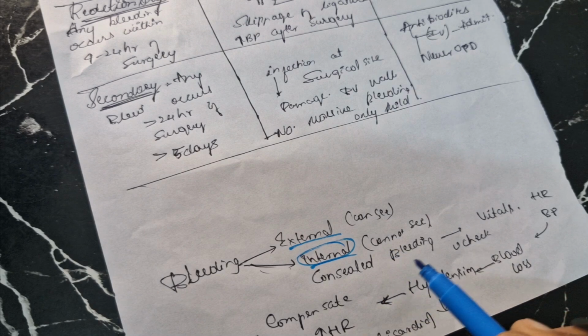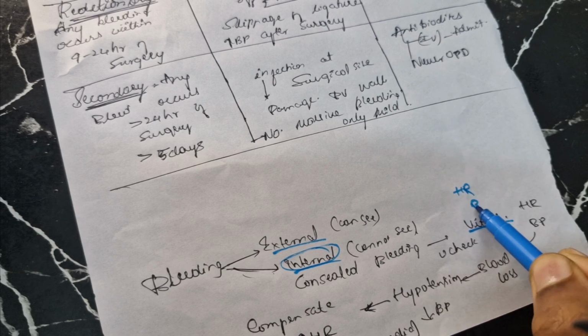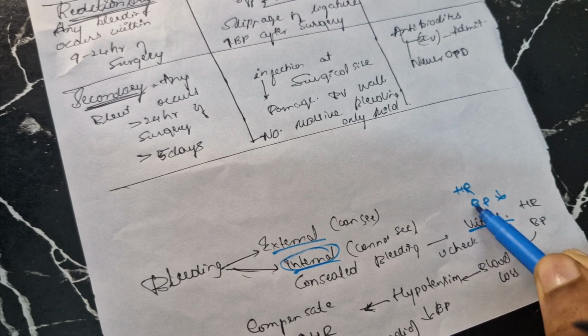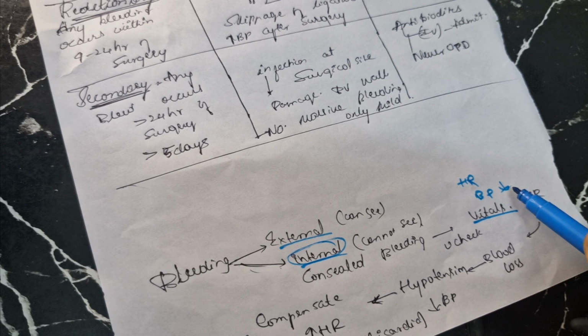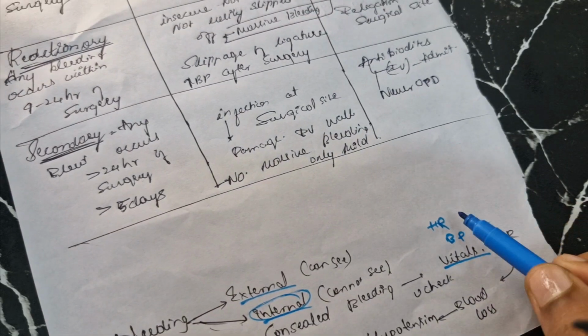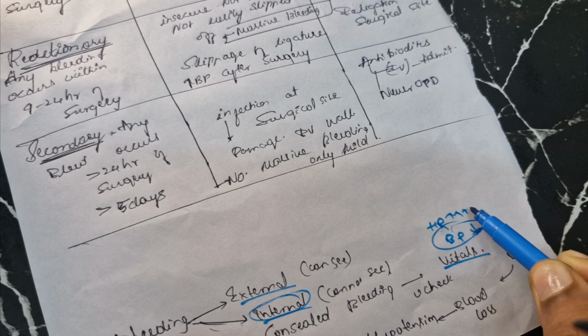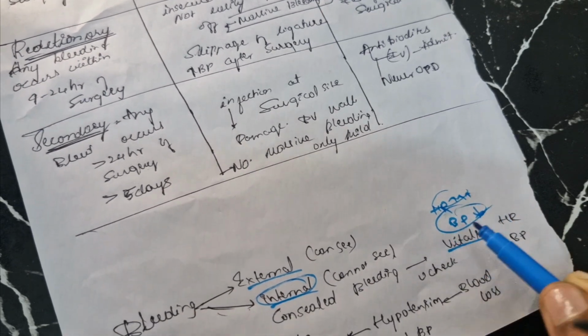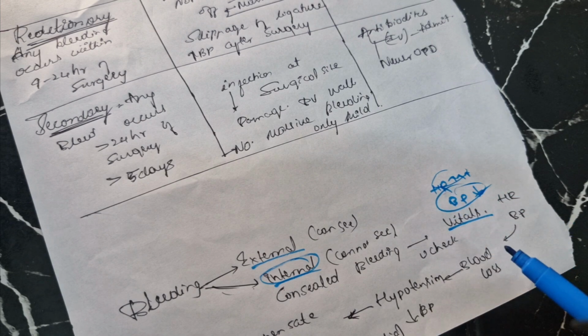So we have to check the vitals: heart rate and blood pressure. Because of blood loss, there will be a decrease in blood pressure, and as a compensatory mechanism, there will be an increase in heart rate in order to supply blood to the organs. So there will be increased heart rate as a compensatory mechanism in case of bleeding.